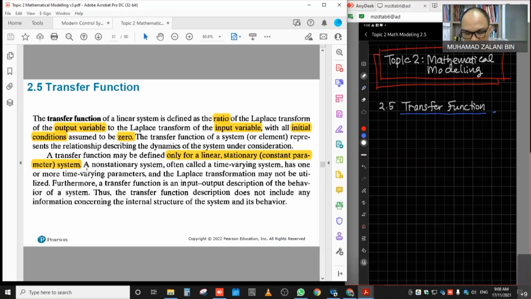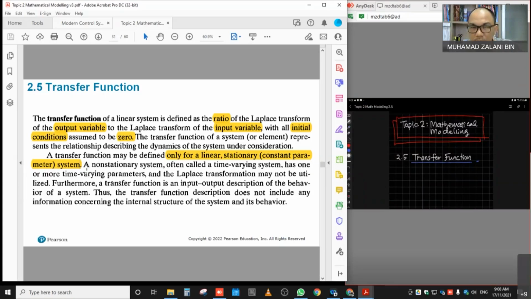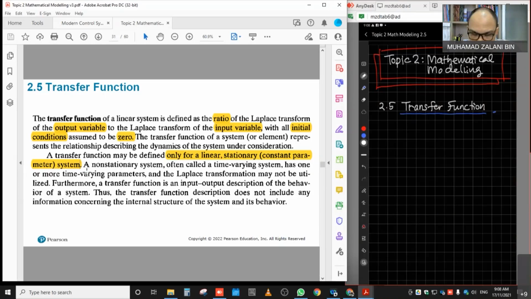So transfer function is important in control system design, okay? Because in control system design, we represent our control system block diagram in the form of transfer function. All right. So what does it mean by the transfer function?